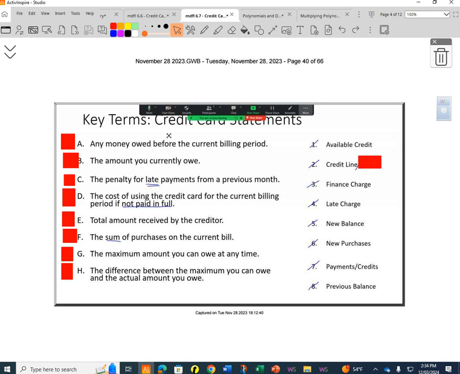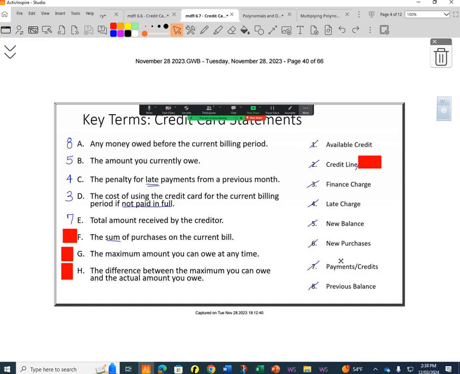Some key credit card statement terms. Any amount owed before the current billing period, that would be your previous balance. The amount you currently owe, that would be your new balance. The penalty for late payments from a previous month, that would be a late charge. The cost of using the credit card for the billing period, if not paid in full, that would be your finance charge.